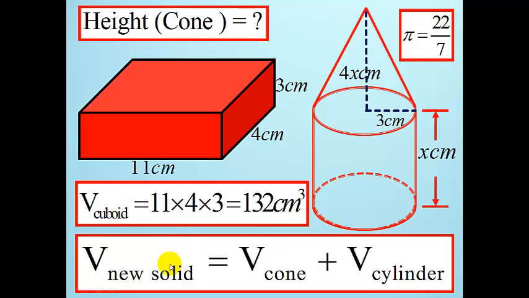Now take note that it is this cuboid that we melted to form this shape, that is a cylinder together with the cone. So the volume of the new solid will be equal to the volume of the cone plus the volume of the cylinder, because this is a conical cylindrical shape.